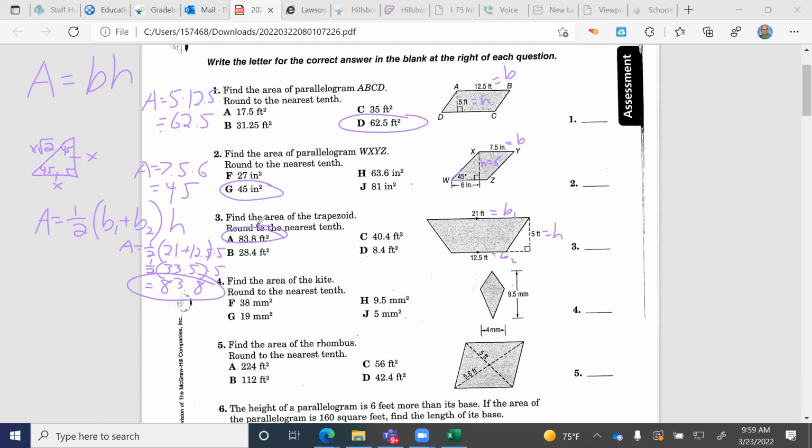All right. Again, each one of these is a little bit different. Number 4, now we're looking at a kite. Again, different formula. What formula are we going to use here? How do we find the area of a kite? One half D1, D2. Now, what do D1 and D2 stand for?